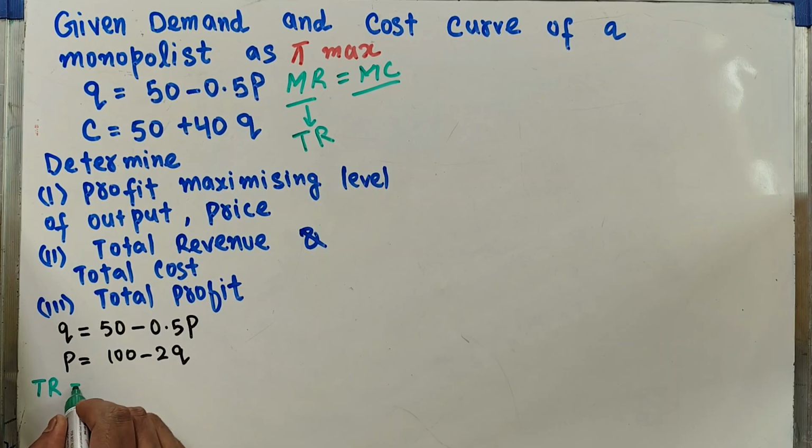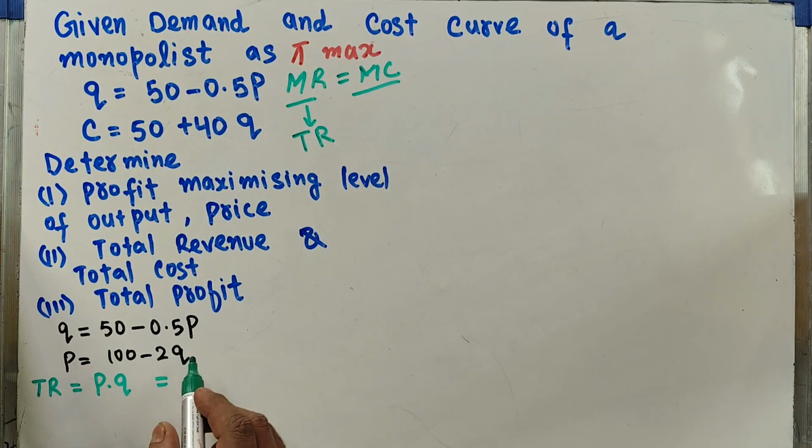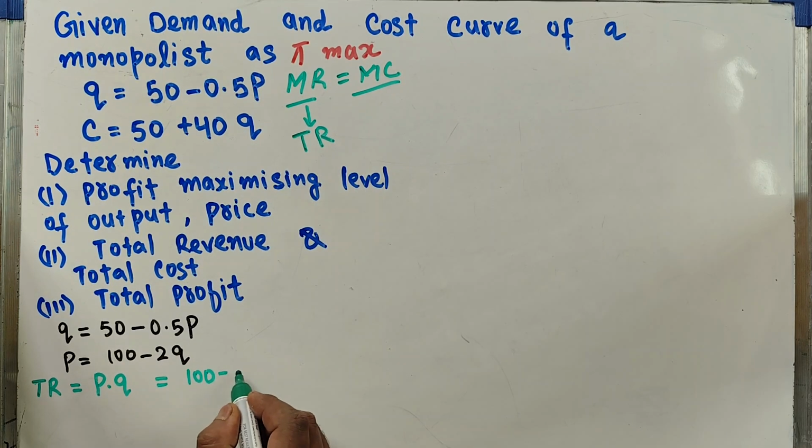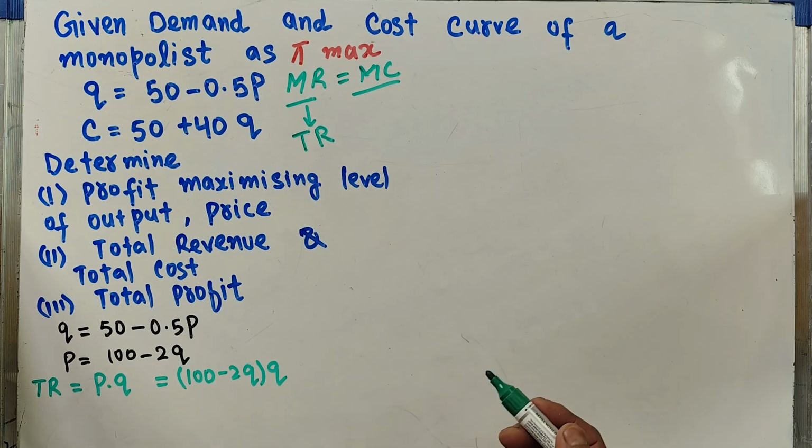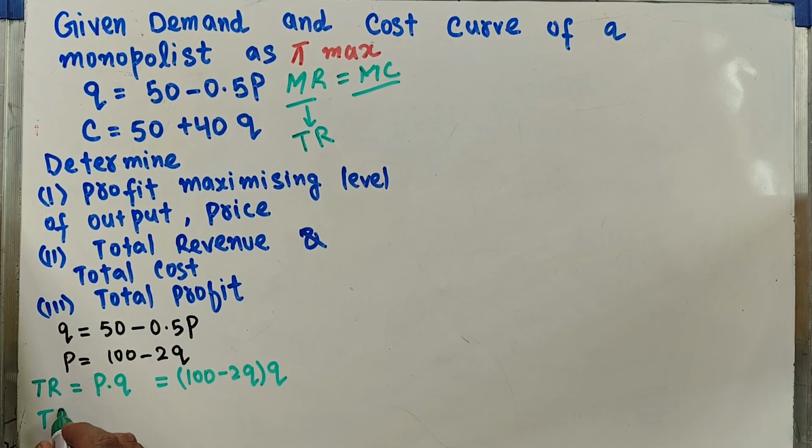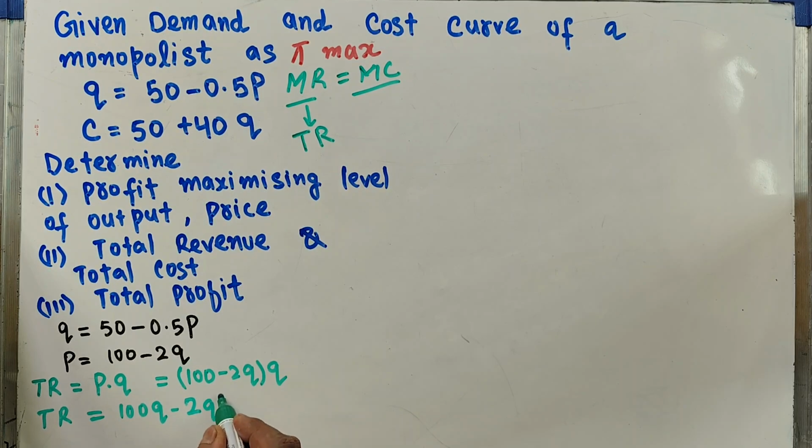What is total revenue? Simply price into output. So P is this very function, that is 100 minus 2Q, and to this we multiply by Q. This will give us the total revenue. So total revenue will be equal to 100Q minus 2 into 2, Q into Q is Q square. We get 2Q square. This is our total revenue function.